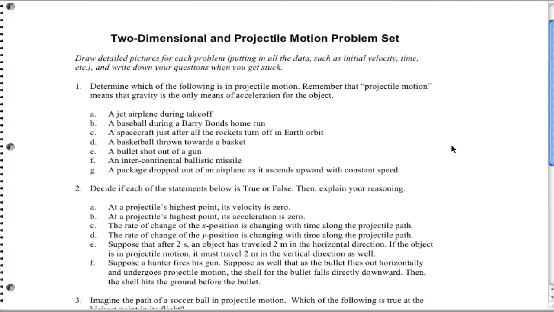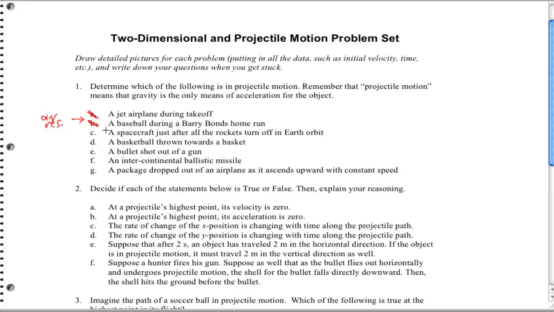First of all, determine which of the following is projectile motion. I just want to go through and get this here. Jet airplane during takeoff. Remember, projectile motion means that gravity is the only means of acceleration. A jet airplane is going to have to accelerate to take off, so that rules out A. Baseball during Barry Bonds' home run. We're going to say no, because air resistance actually affects this.